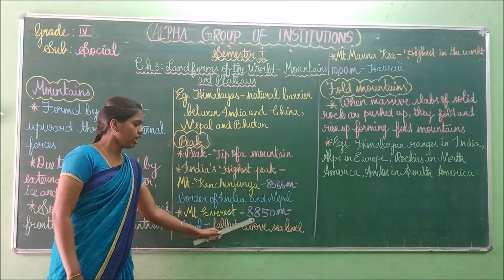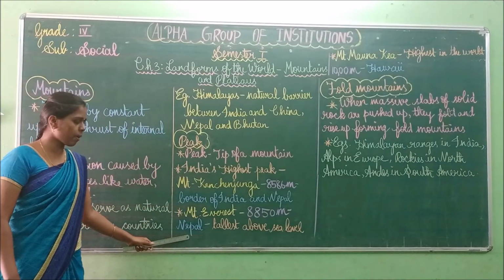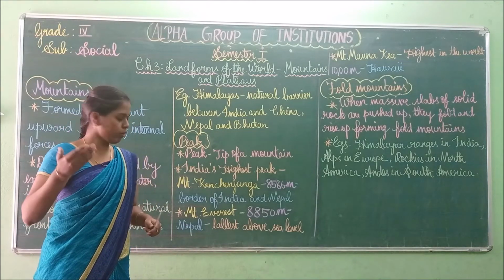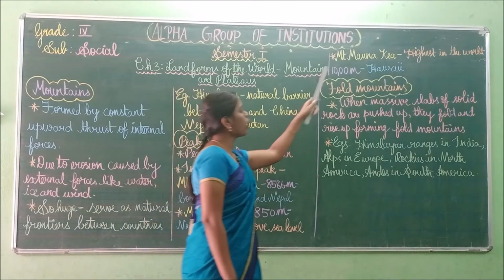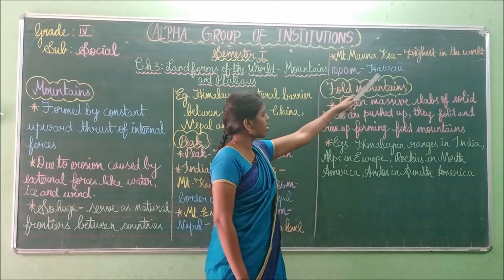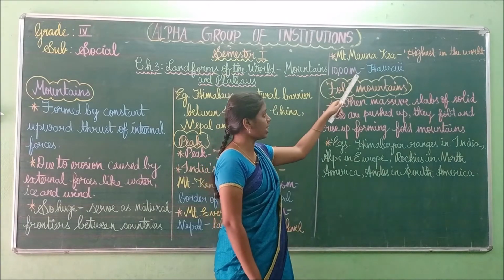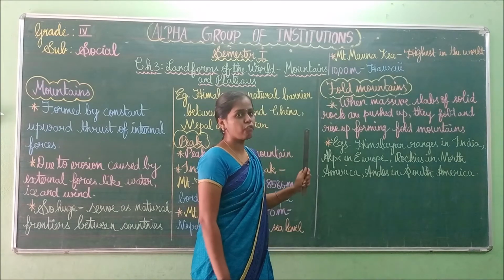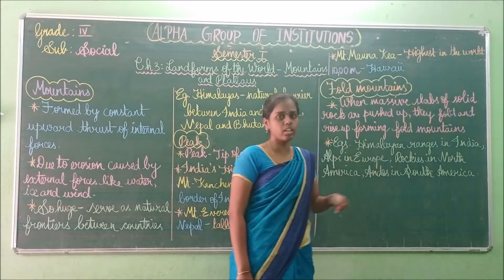Mount Everest, 8,850 meters. It is present in Nepal, and when it is measured from above the sea, it is the tallest one. Then the next one, Mount Mauna Kea. It is present in Hawaii. Its height is 10,000 meters. Because of its height, it is the highest in the world.